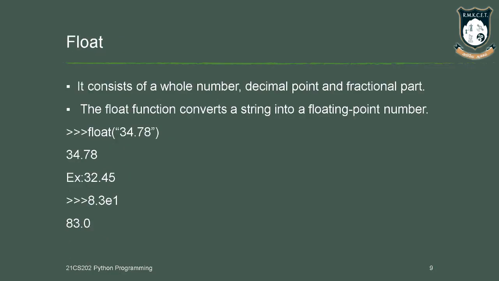Similarly, here we have float. Float, as told earlier, is a number with a decimal point, which contains a fraction part. The float function converts a string into a floating point number, so whatever number we enclose within double quotes can be converted into float. Also, if you give a number with exponential values, it can be changed into a floating point number. Here you can see the example 8.3e1, which gets changed into 83.0.